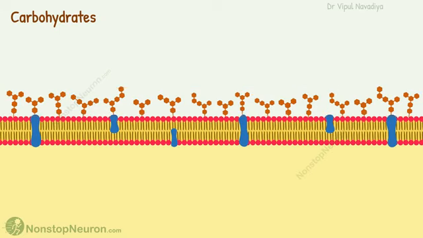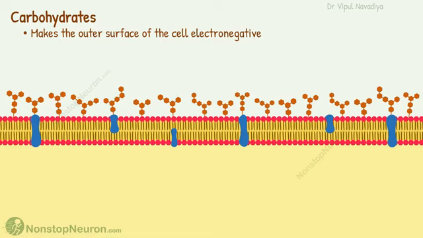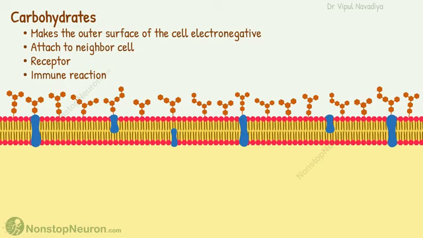Functions of the carbohydrates are as follows. Most carbohydrates have a negative charge. So they make the outer surface of the cell electronegative, which repels other negatively charged objects. Second, neighbor cells may get attached to one another through their glycocalyx. They may serve receptor functions. And finally, they may be involved in immune reactions. So this was all about the cell membrane.